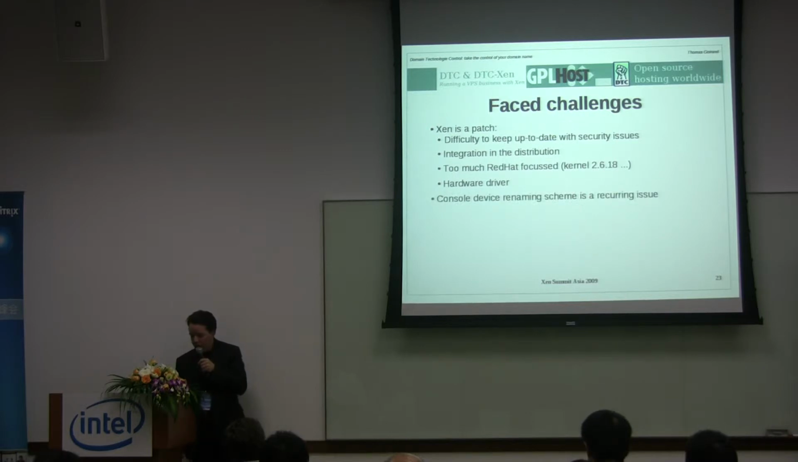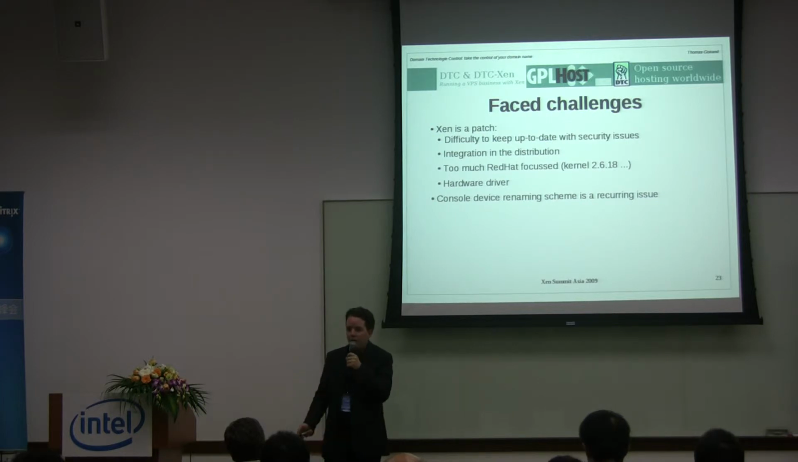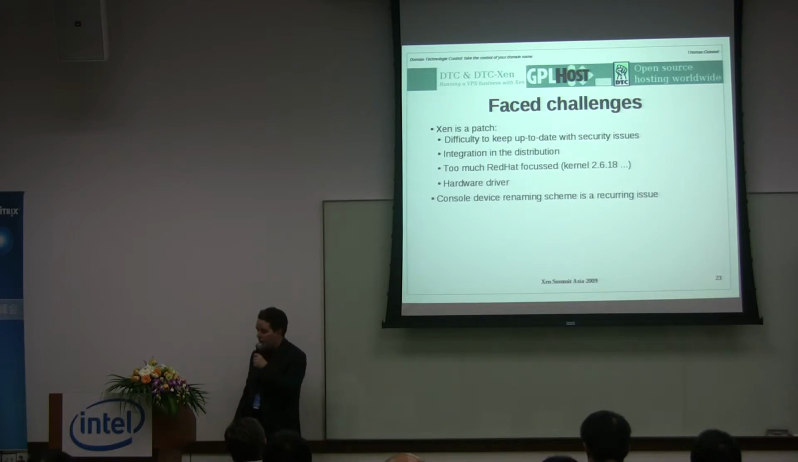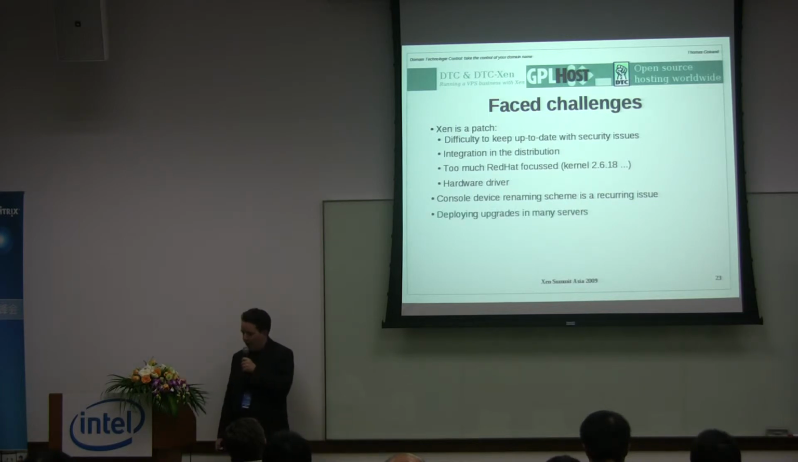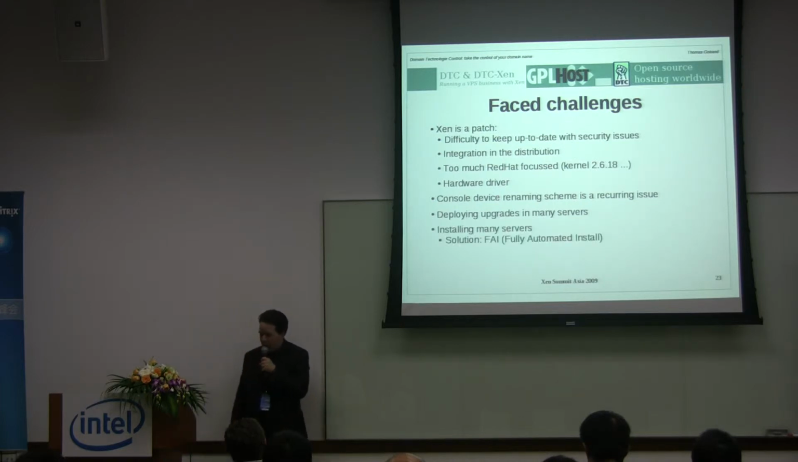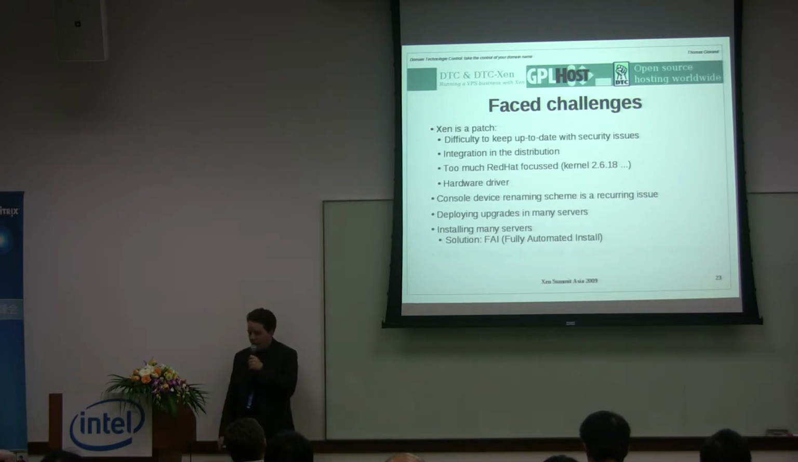So hardware drivers, I told it. Yeah, the console renaming issue. As well, that's something I'd like to understand: why we had to change parameters when doing VPSes. It changed over the years, right? And in production, it was quite difficult to keep on. Deploying with many servers can be quite hard. We're currently trying to work with FAI, which is a fully automated install. You just put the CD in the reader, and then it installs everything.